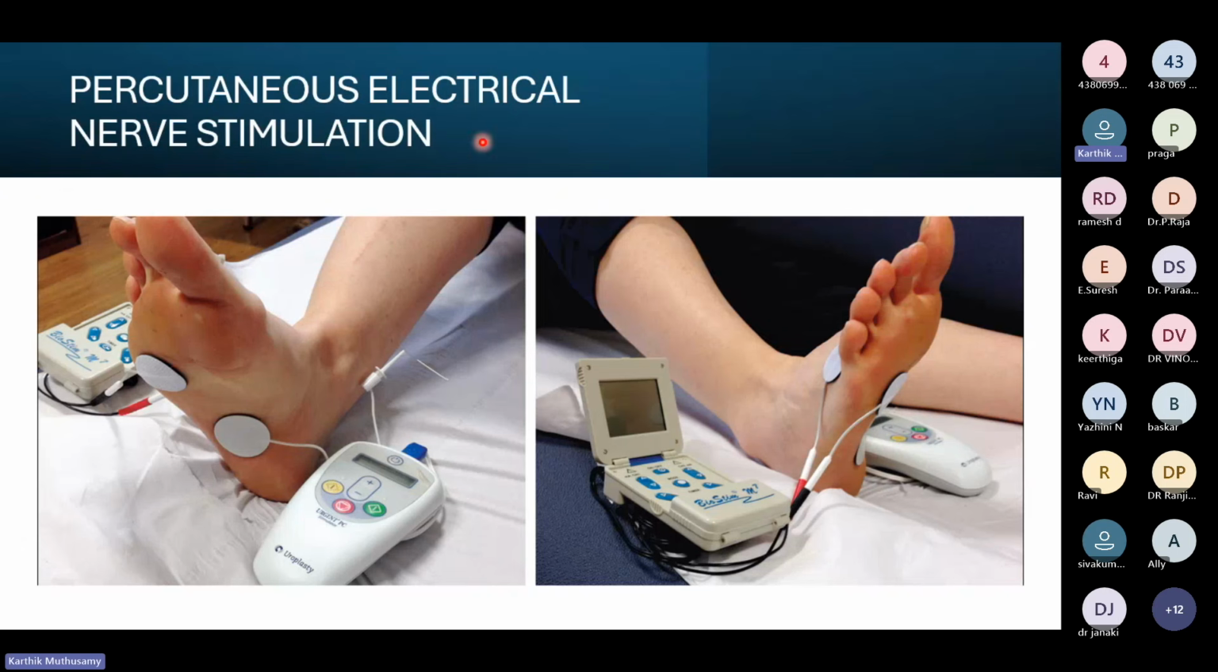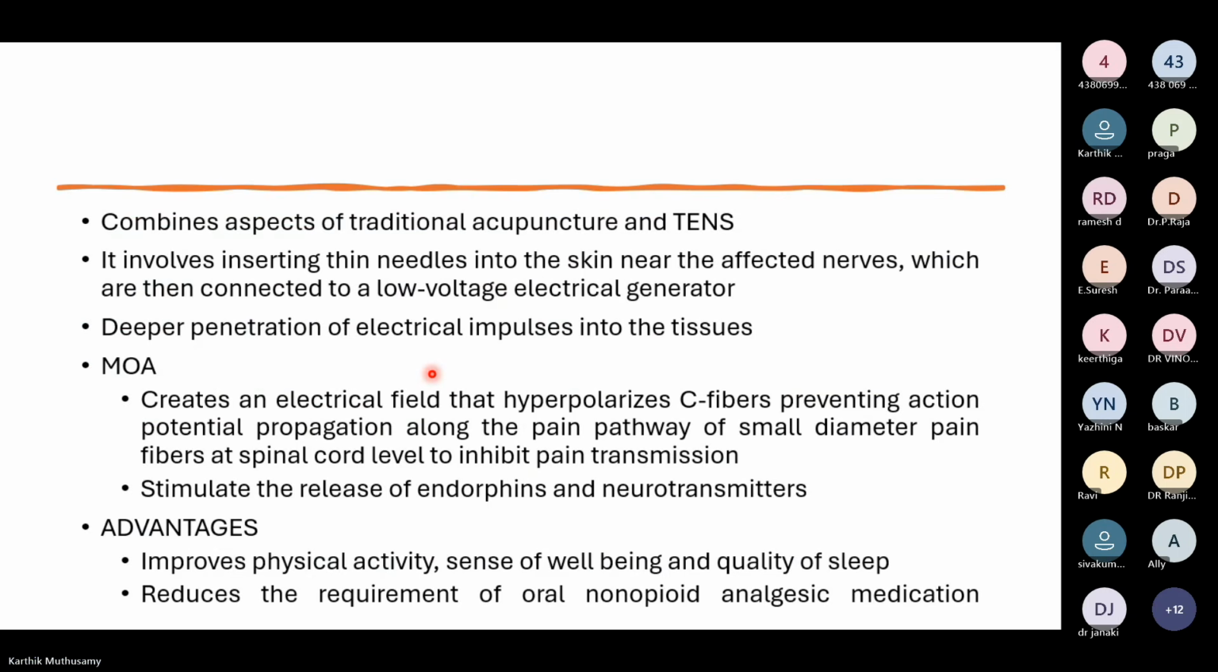The next one is percutaneous electrical nerve stimulation. The only difference compared to TENS therapy, or transcutaneous electrical nerve stimulation, is that it uses needles to deliver the electrical currents instead of electrodes. So it combines aspects of traditional acupuncture and TENS therapy. It involves inserting thin needles into the skin near the affected nerves, which are then connected to a low voltage electrical generator. One difference from TENS therapy is that it causes deeper penetration of electrical impulses into the tissue because the thin needle is inserted into the affected tissues.